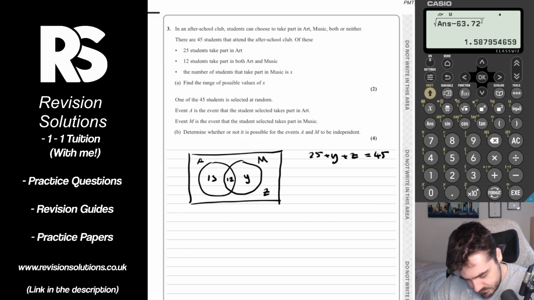And we know there's a minimum number of people that do music. So X must be greater than 12 because we know a certain number of people do both, right? So it must be greater than 12.